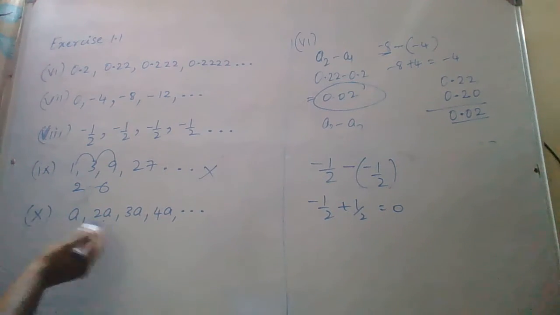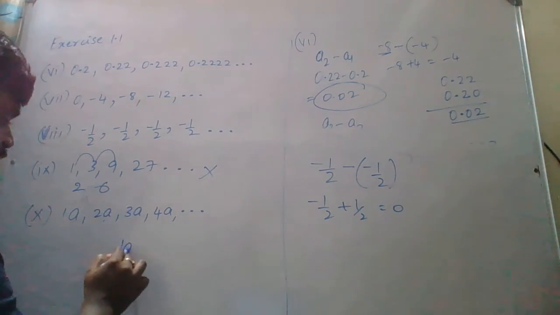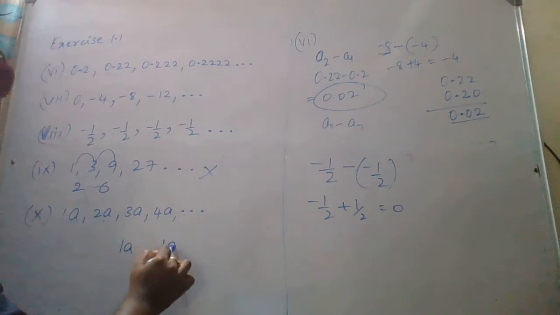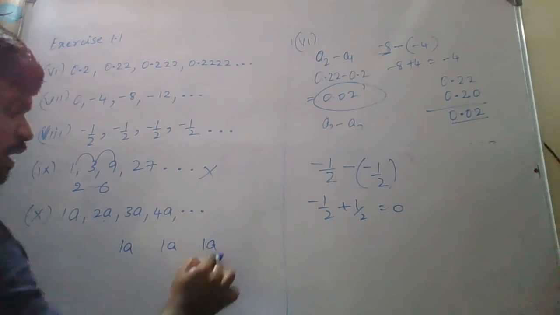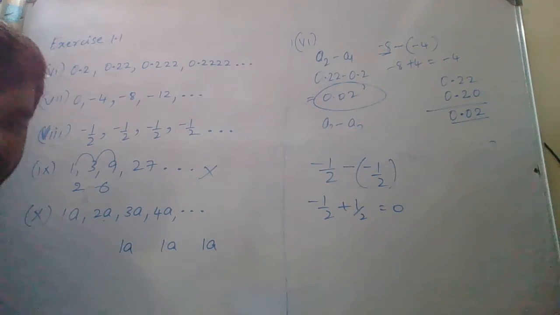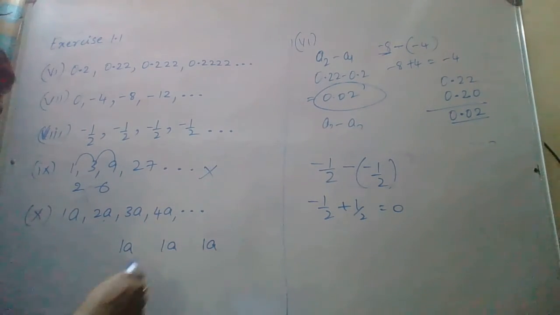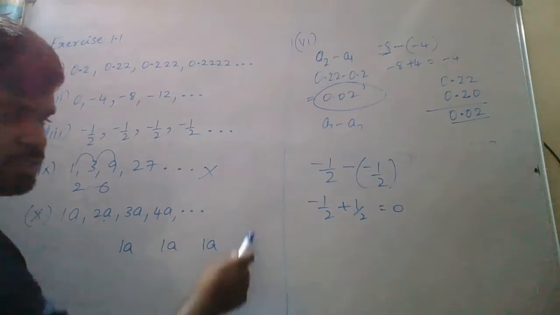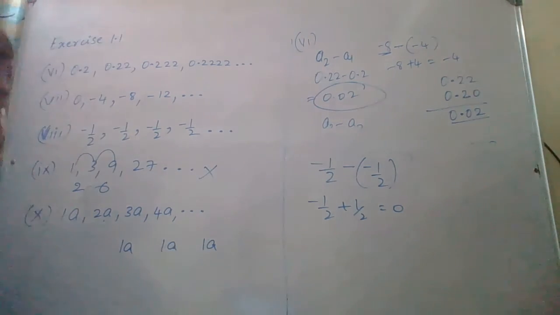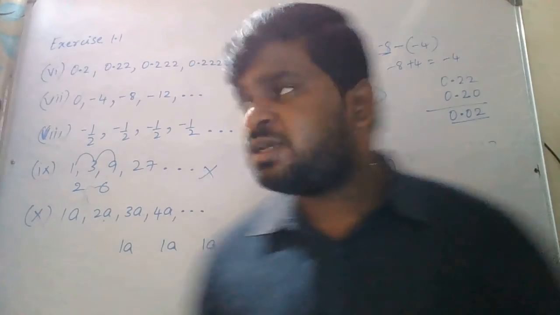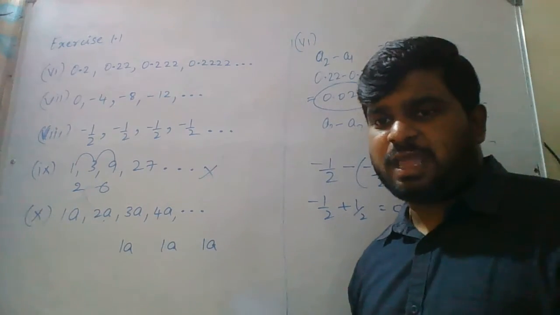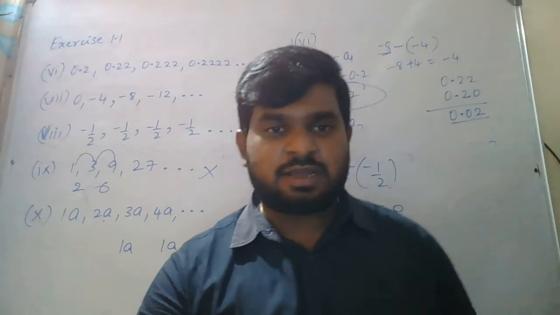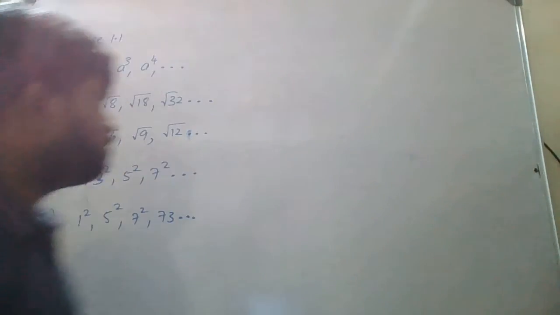Here, 2a minus a. This a can also be written as 1a. No problem. 2a minus 1a is 1a. 3a minus 2a is 1a. 4a minus 3a is also 1a. You are getting a common answer. Common difference. Therefore, this is an AP. What will be the next four terms? 1a, 2a, 3a, 4a, 5a, 6a, 7a, 8a. Finish. So it's very easy now. You have to just subtract it and check whether it is an AP or not. So let's solve the next remaining 5 problems.